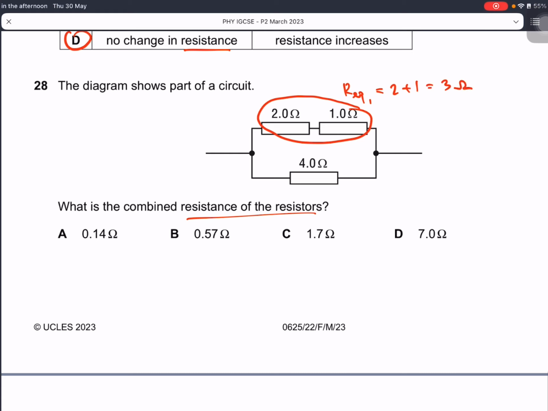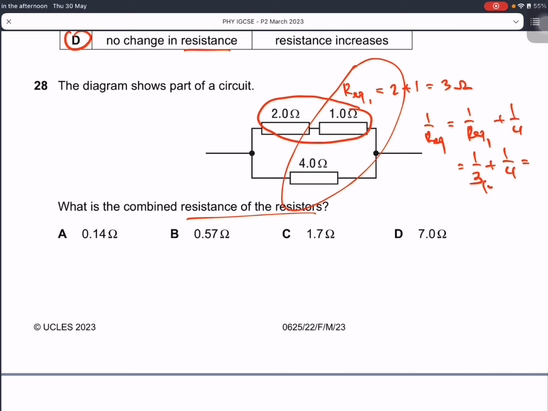But when we combine them together, it's going to be a parallel connection. So 1 over R equivalent, or total, equals 1 over 3 plus 1 over 4. We give 4 here and 3 here. Simple mathematics: 4 plus 3 divided by 12. So 1 over R equivalent equals 7 over 12.